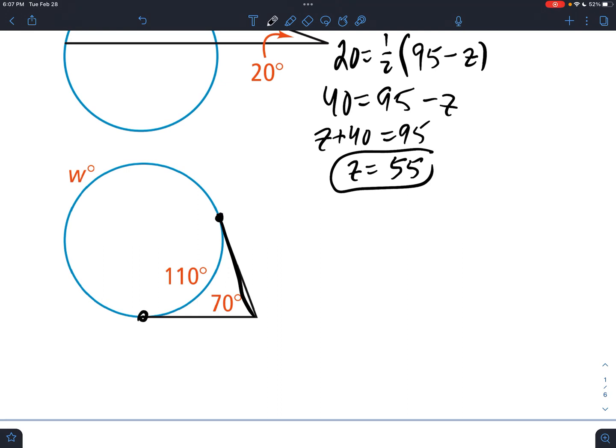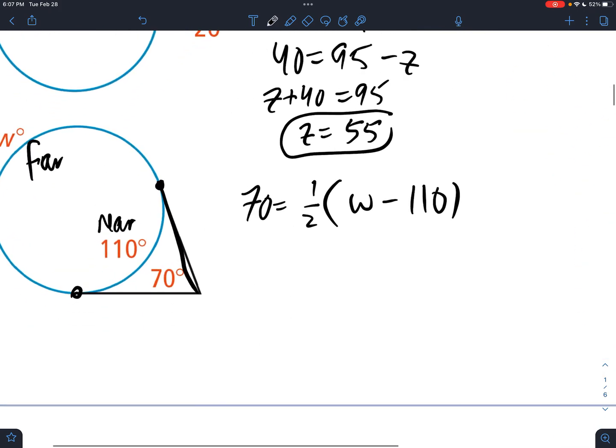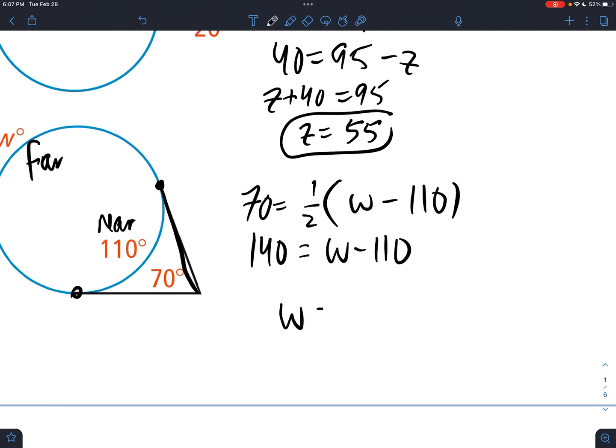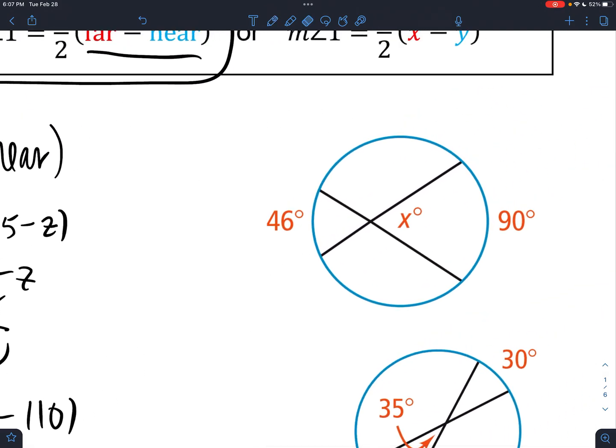Let's look at this one. So this one also opens up, and between these two, we see that we have a far and a near. So 70 is half of the far minus the near. And I'm just using this formula right here. So I'm going to double both sides and add 110. So we get 250 from that. Okay.